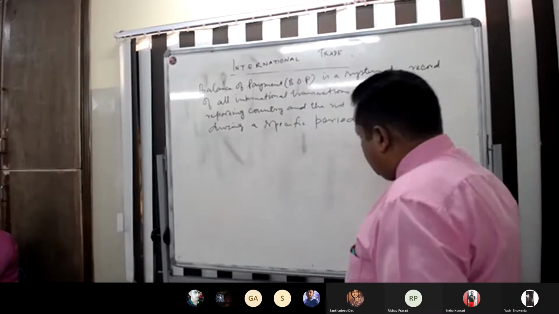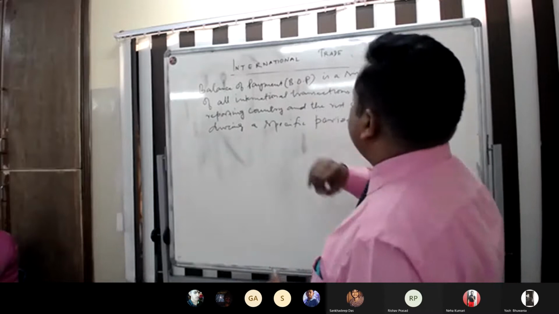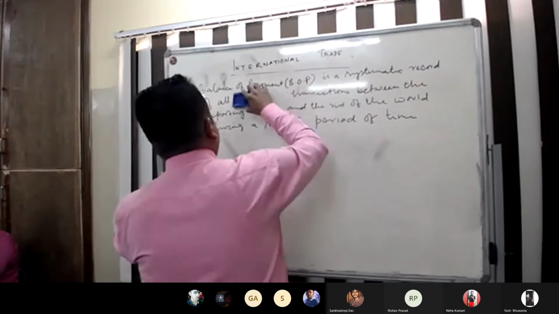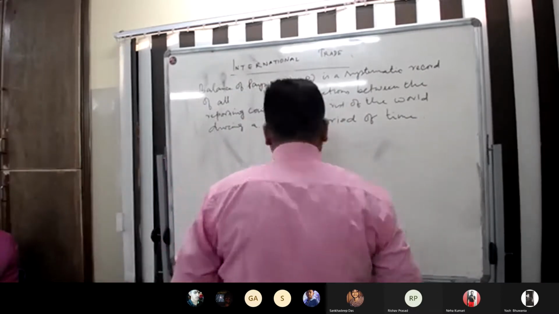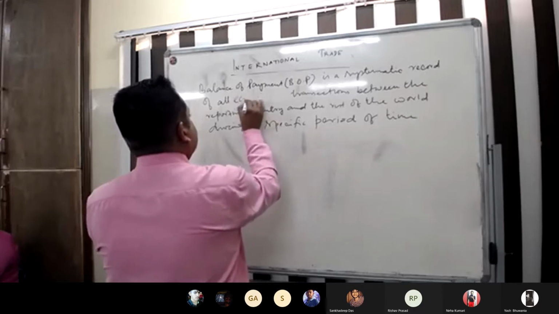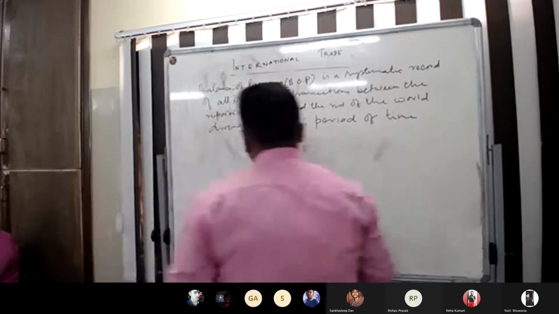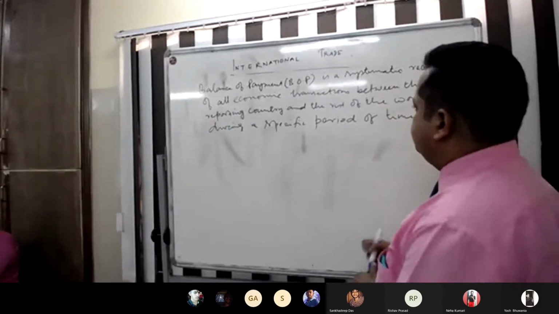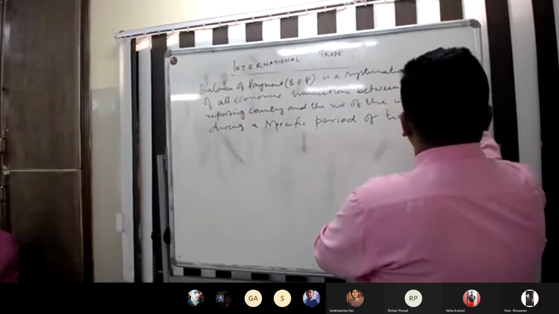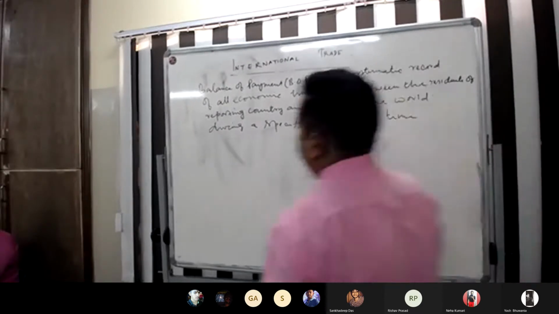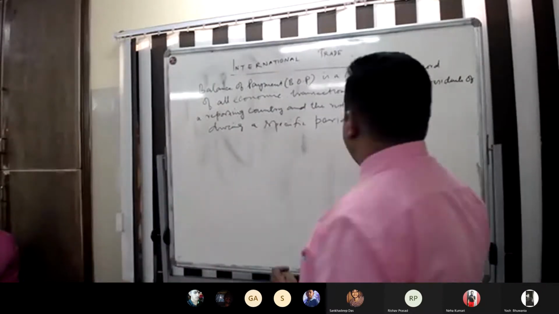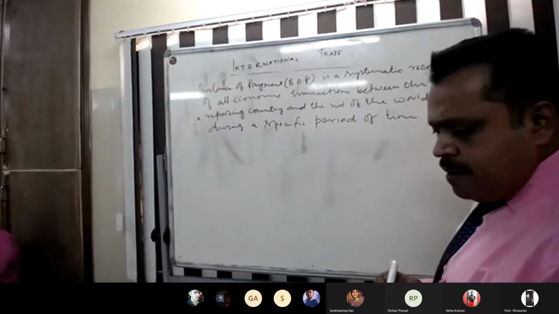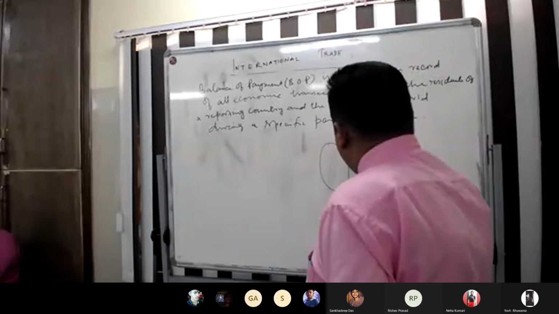So balance of payment is a systematic record of all economic international transactions between the residents of a reporting country and the rest of the world. Because suppose two countries are involved.